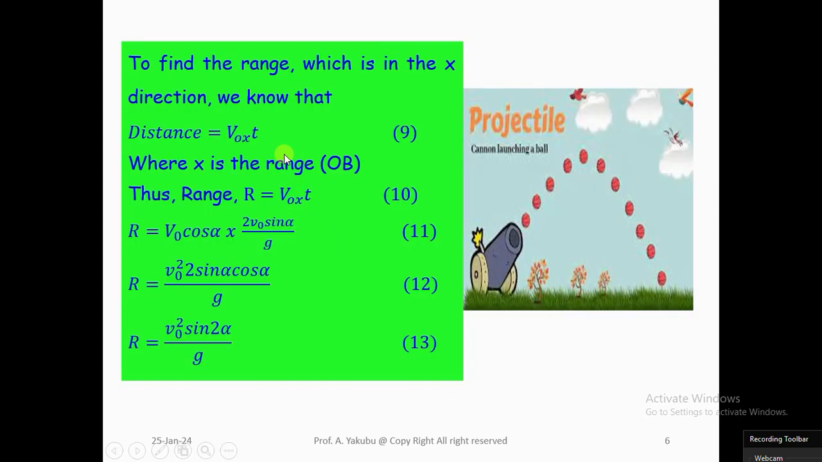To find the range, like I told you, the range is the distance from the point the ball is kicked or the projectile is shot to the point where it drops to the horizontal.